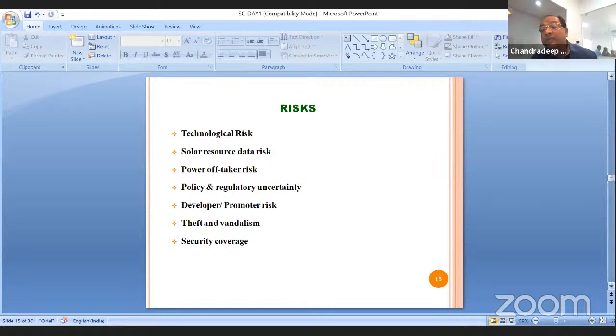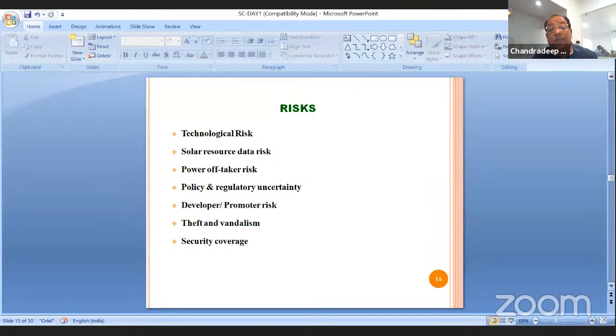India is a democratic country. Government can be changed at any point of time in any state or at the central level. So the new government can say, I don't take. It has happened in the state of Andhra Pradesh. The previous government had installed some wind and solar power projects, which were cancelled by the present state government.